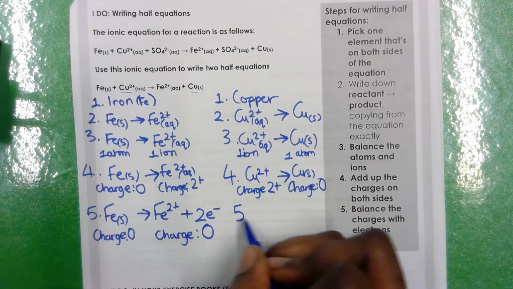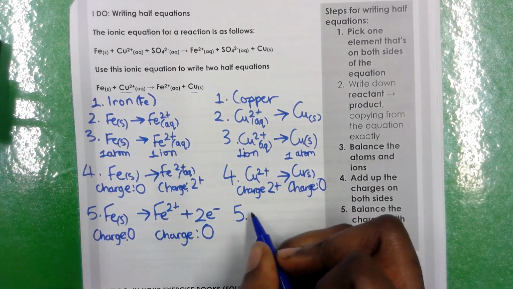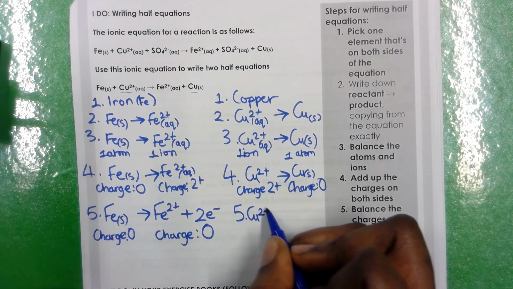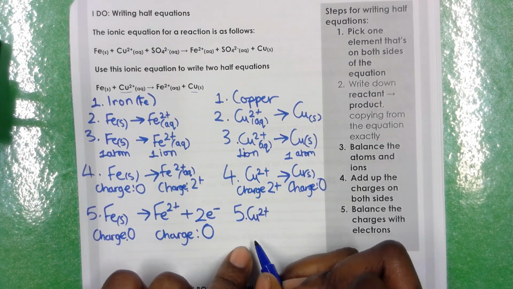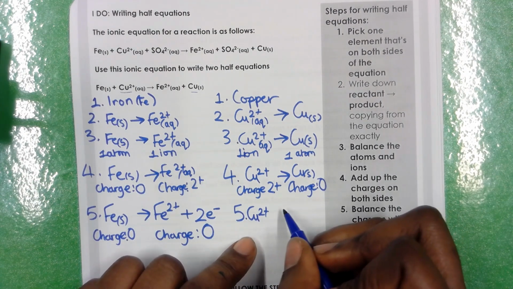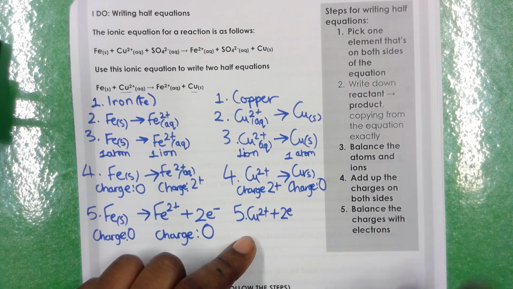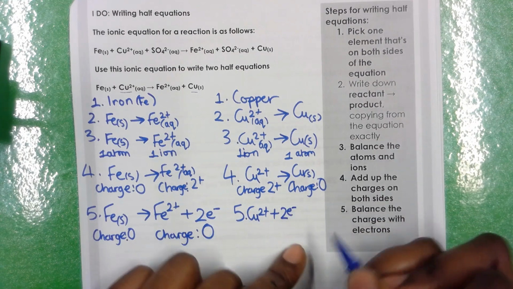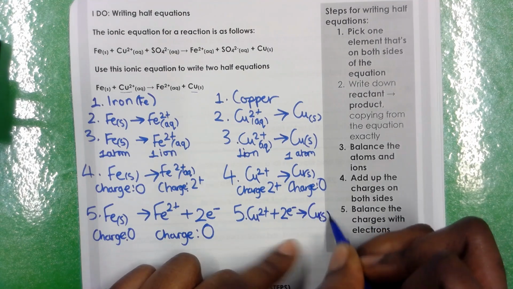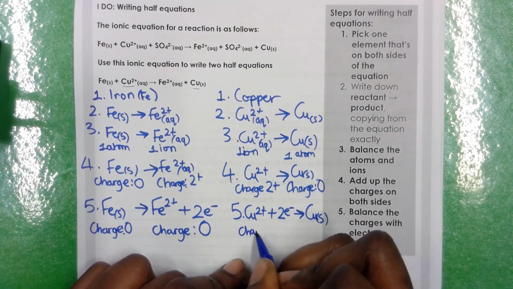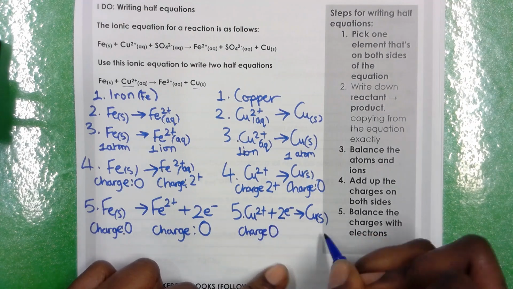And then finally, step 5, we're going to balance those charges. So the copper ion, for that to get a charge of 0, needs 2 electrons to become that copper atom, which should mean now that both sides have a charge of 0.